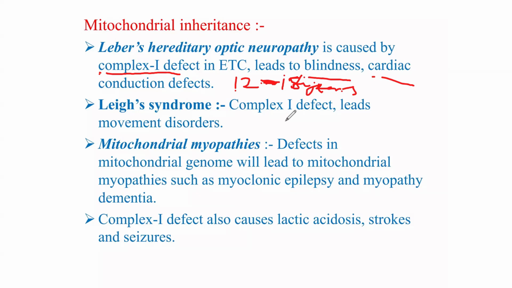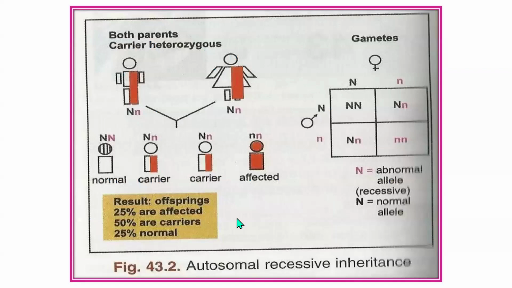So if your mother is having a problem with the mitochondria, maybe any mutation in the mitochondria, then the mother can pass on that gene to her child, and it's not usually coming from the father. So then the next thing apart from the mitochondrial inheritance is autosomal recessive inheritance. So the next thing that we are going to look at is the autosomal recessive inheritance.